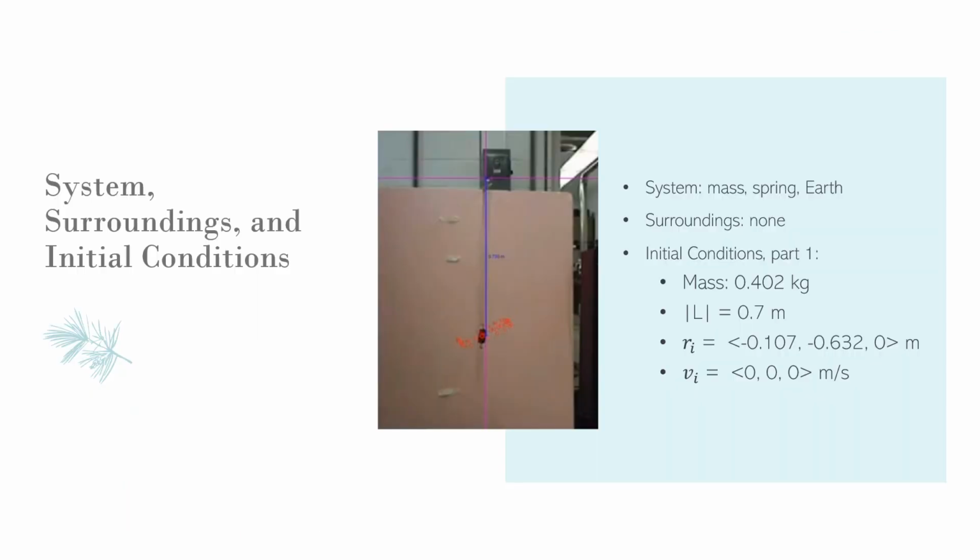Some of the initial conditions were found using the Tracker software. So the system is the mass, the spring, and Earth. There's nothing in the surroundings. The mass is about 0.4 kilograms. The stretched length of the spring is 0.7 meters, and the initial position and initial velocity, which is 0 because it's at rest, were found using the Tracker software.